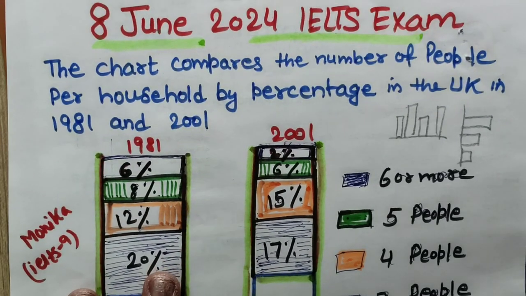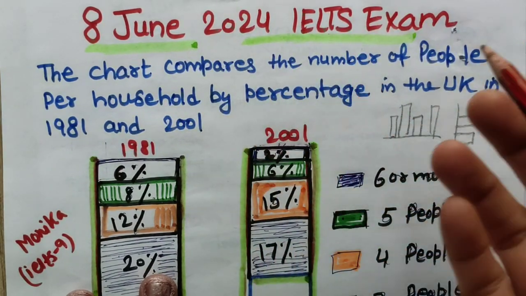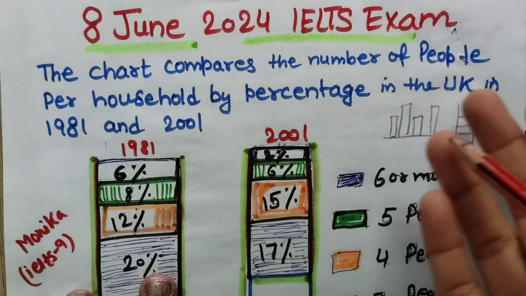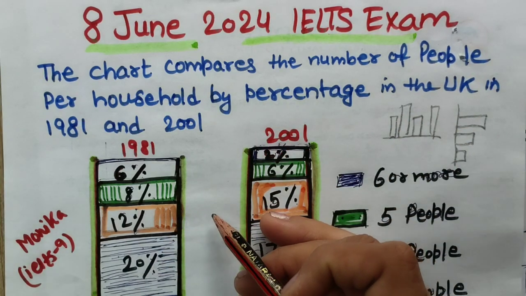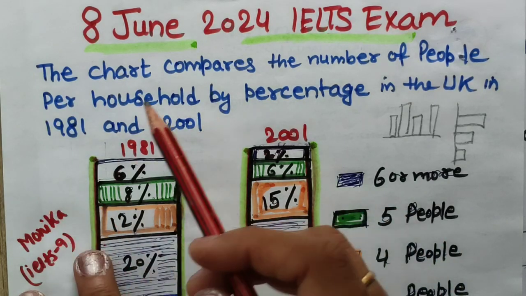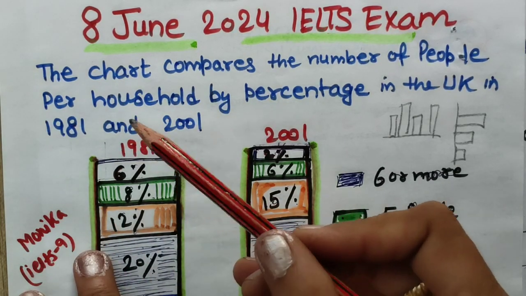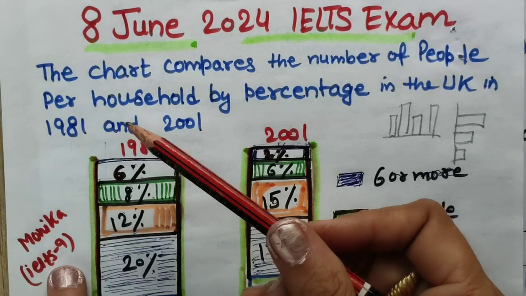So this question was part of the 8th June 2024 IELTS exam that had happened in Asia, India, Bangladesh, Pakistan, Nepal, and every country. So if you are from my neighboring country, definitely you can text me what type of writing task question was there. So I will just try to cover.